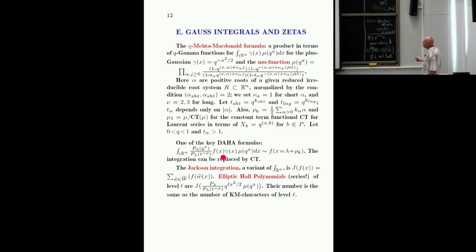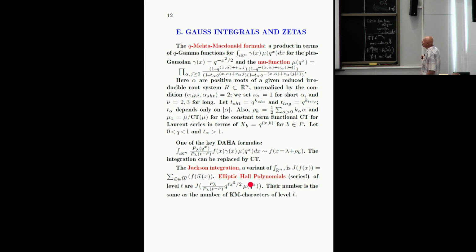This is pretty much the same formula. Okay, so what are elliptic Hall polynomials? First of all, I need to introduce Jackson integration, which is simple. You need some invariant function. Of course, an invariant function can be only like this: summation over all the affine Weyl group over the lattice, if the function is invariant, and over the lattice. Jackson integral is just summation. Instead of integration, you have summation.